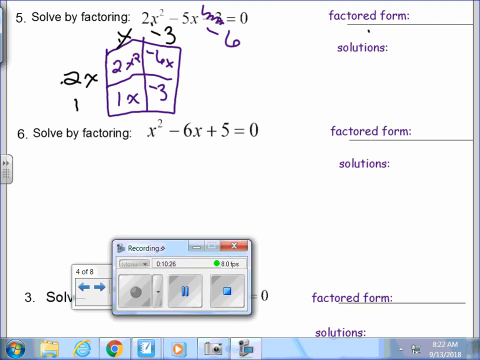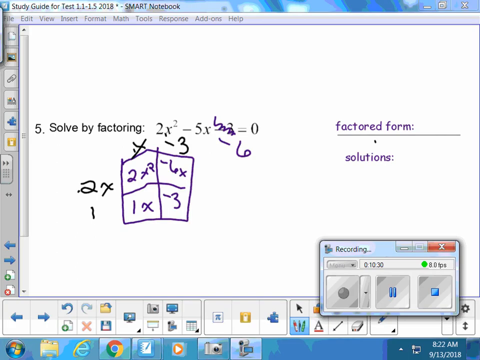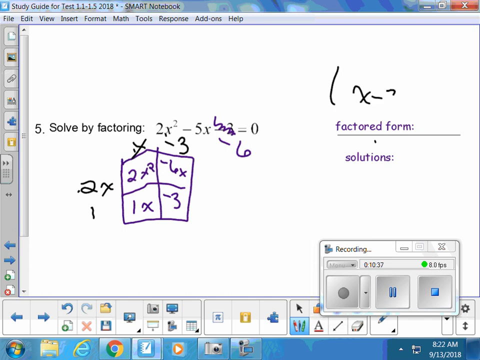I'm going to have to move it down a little bit. All right, pause my recording so I can pull this down a bit. To write it in factored form, it will be x minus 3 with 2x plus 1.